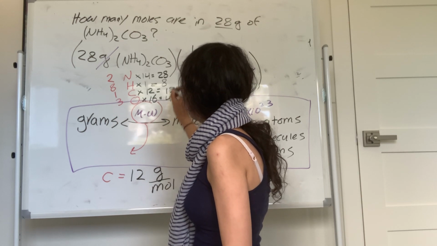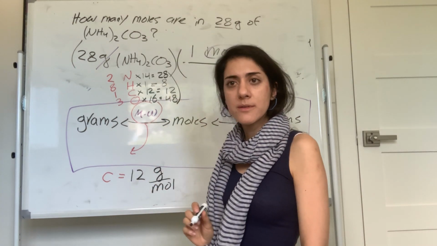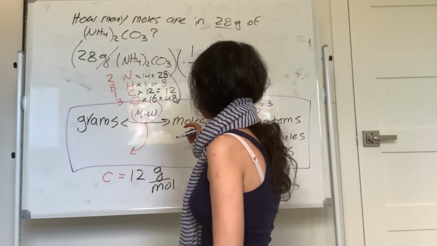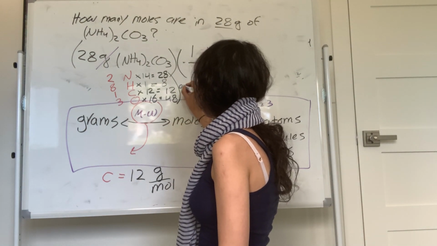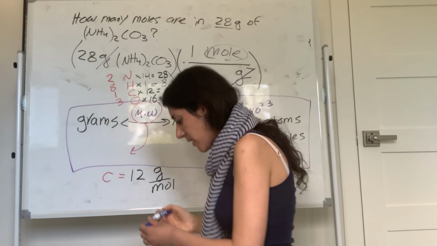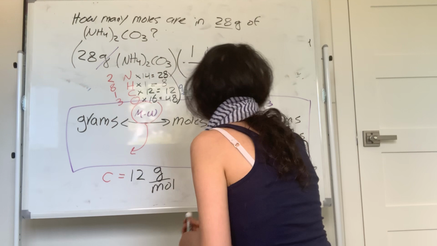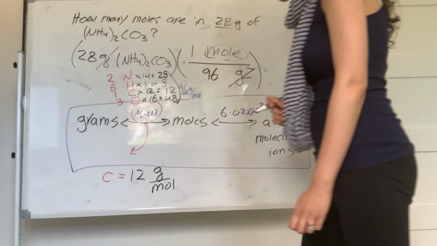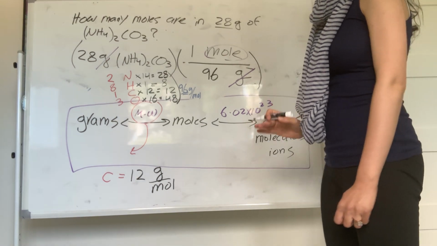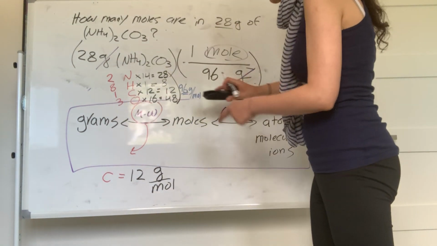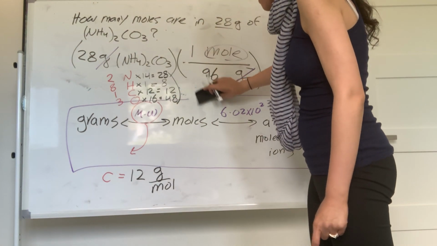You know what I have to do? I have to add up all these numbers. If I add up all these numbers, I get 96. So I get 96 grams per mole. That's the molecular weight. So the molecular weight is going to go here, and the molecular weight is 96. We're good? Okay, I'm going to repeat this one more time to make sure everyone's on the same page.